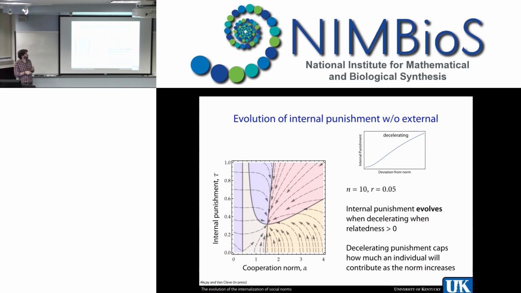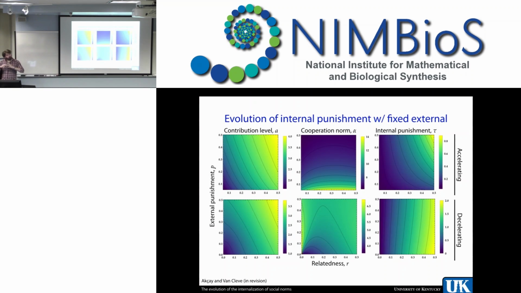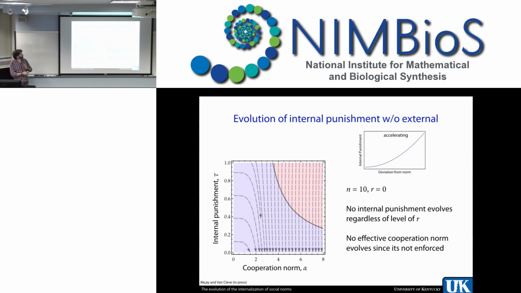But it does work if the norm is decelerating. So at some point, there's a trade-off. You'll only get so much cooperation out of feeling guilty about it, because even more deviation won't get you substantially more guilt for that level of deviation. And so here you can actually get some positive amount of guilt evolving in that kind of population. These two results are both without external punishment.